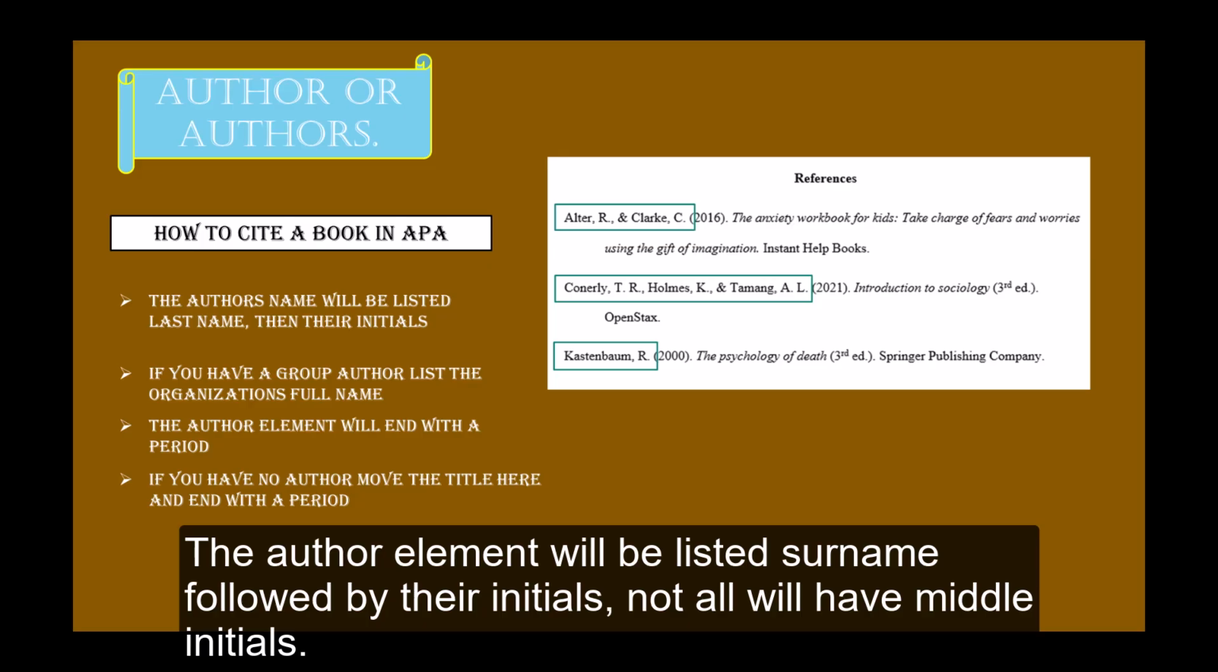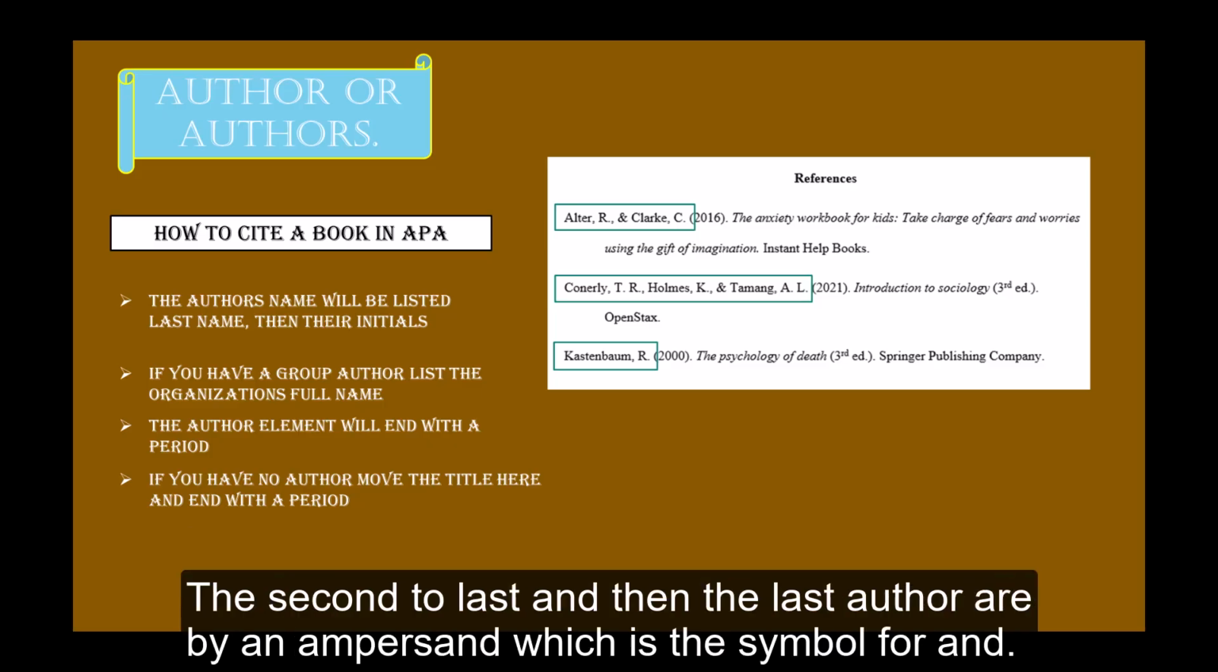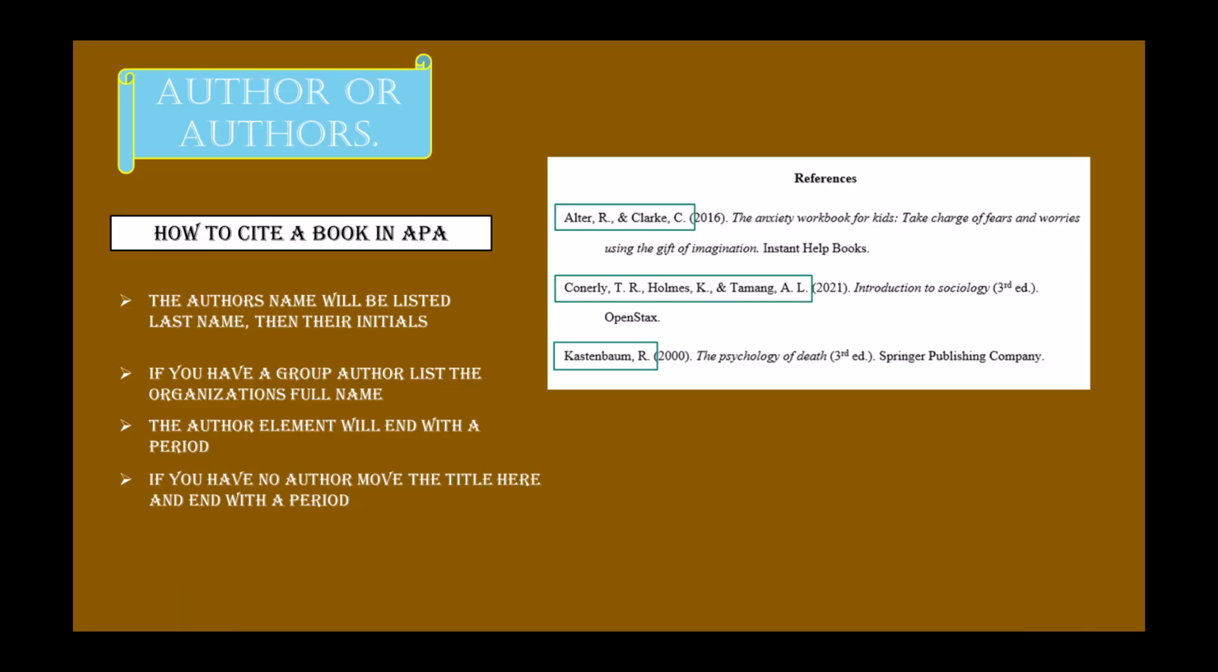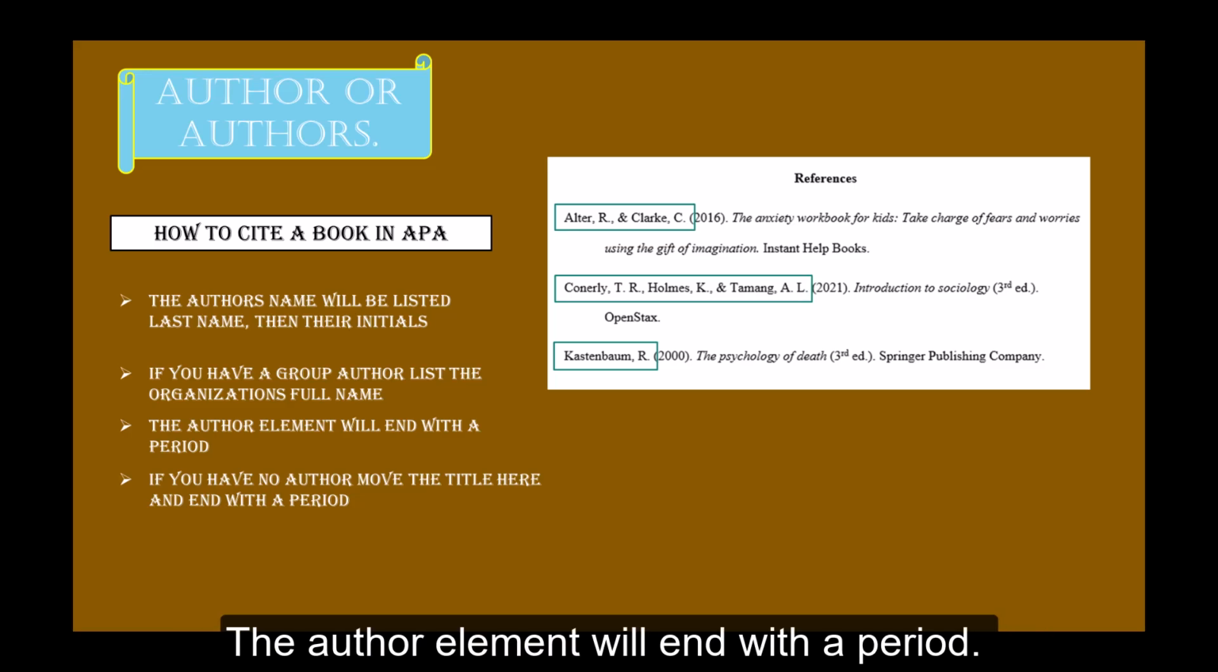Not all will have middle initials. Multiple authors will be listed in the order that they appear on the source and will be separated by a comma. The second to last and then the last author are separated by an ampersand, which is the symbol for and. If there's no listed author, you will use the name of the organization responsible for publishing the source. The author element will end with a period.